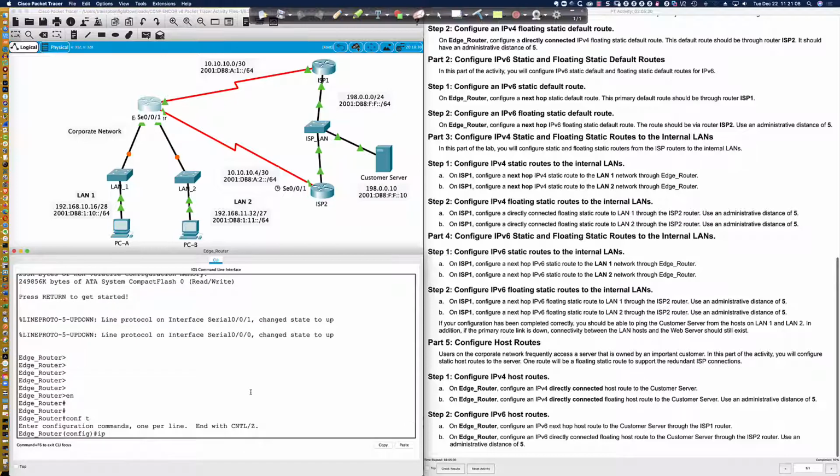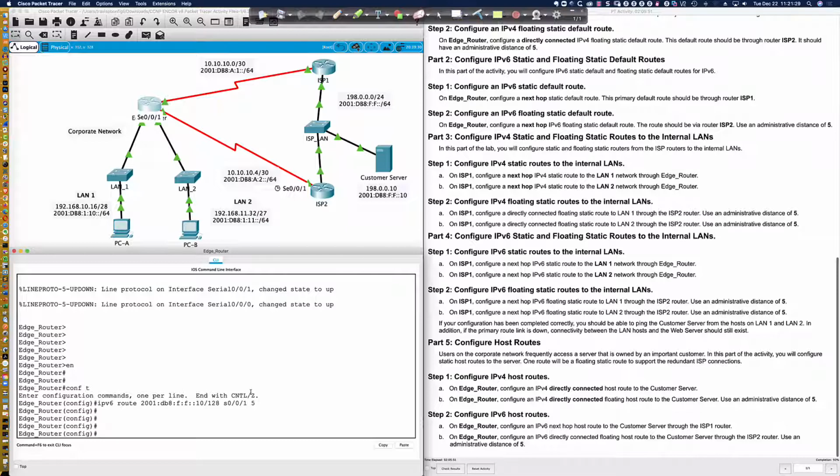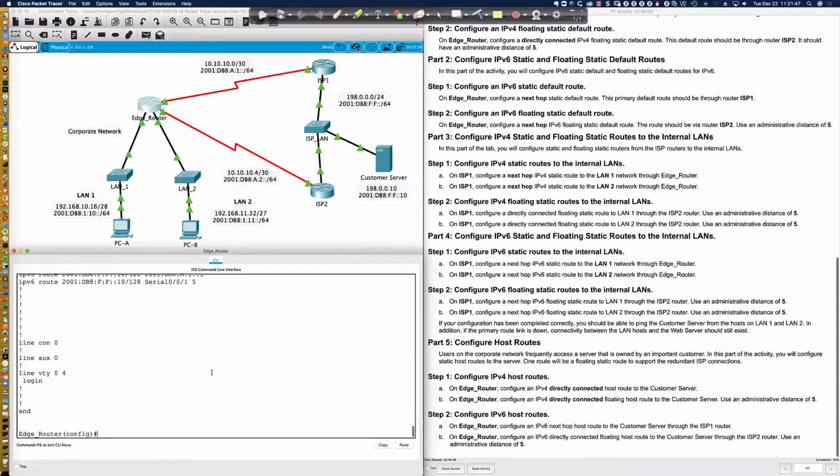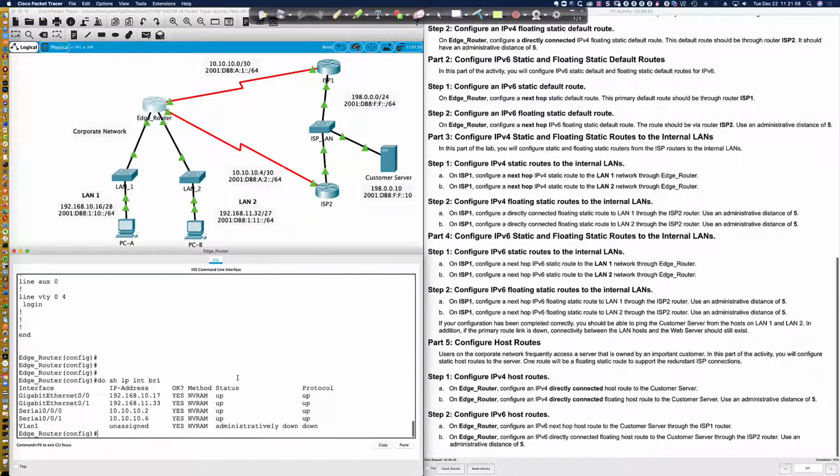Let me rerun the command IPv6 route 2001:db8:fox:, and it's got to be a little typo of some kind that I've got here, /128 out the serial 001 interface administrative distance of 5. And it doesn't like that. IPv6 directly connected floating host route to the customer server through ISP2, use an administrative distance of 5. And so that syntax is correct. Unless there's a typo in here that I am missing, that is going out the correct serial interface. And let's maybe do show IP interface brief. Let's confirm that.